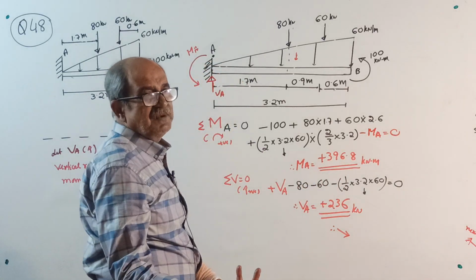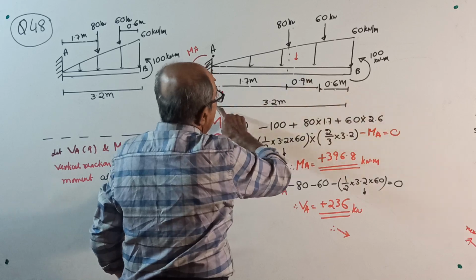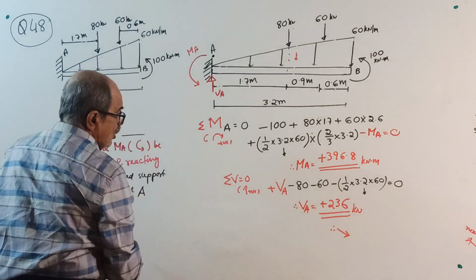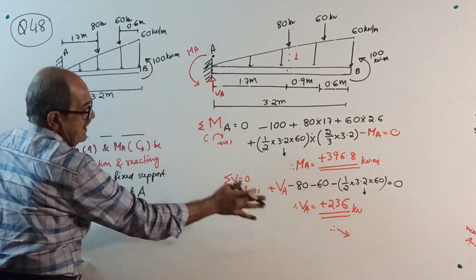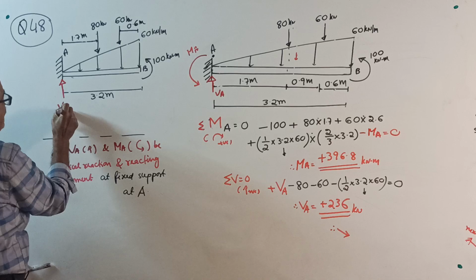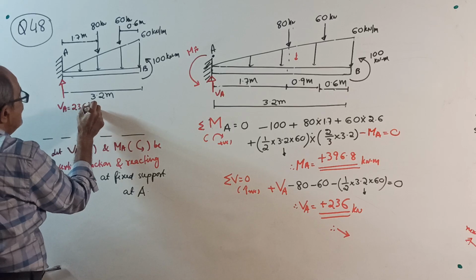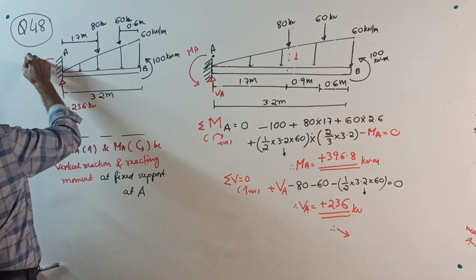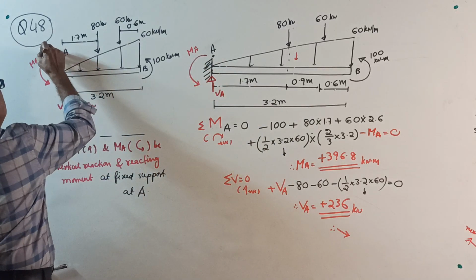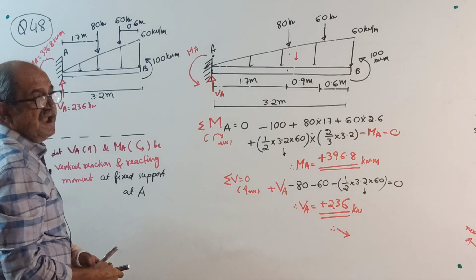Sigma V equals 0: plus VA minus 80 minus 60 minus total UVL, half into 3.2 into 60, equal to 0. You get VA. Then write this sketch once again. Final reactions are, both came positive, which means the direction you assumed is correct: VA 236 kilonewton, and reacting moment MA anti-clockwise. Why anti-clockwise? Because we assumed anti-clockwise, and it came positive: 396.8 kilonewton meter. Question number 48 over.